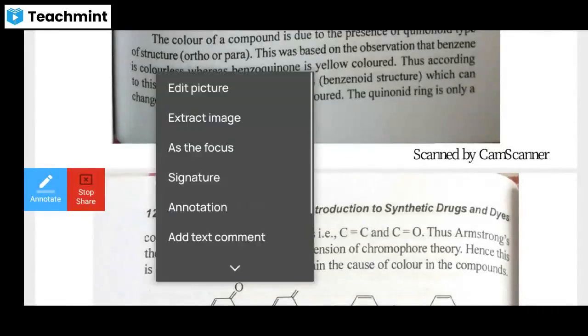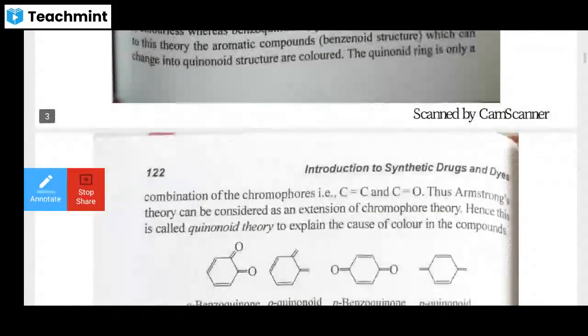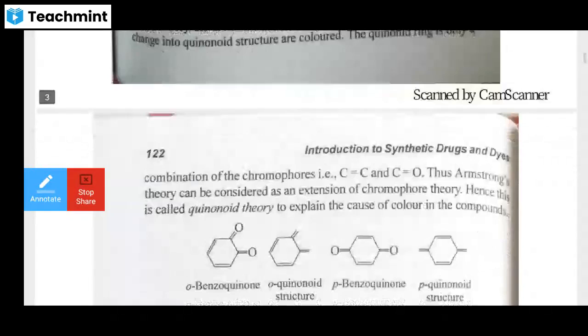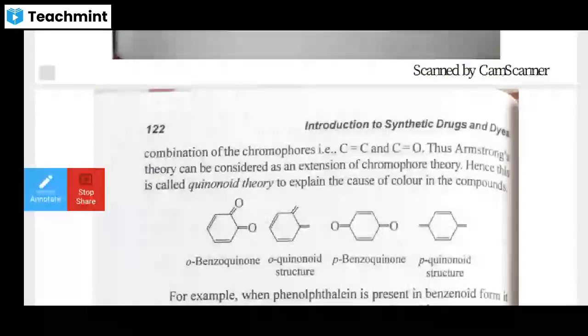structures, यानी कलर स्ट्रक्चर में कन्वर्ट हो सकता है। The quinoid ring is only a combination of the chromophore. अभी उसको अगर कोई क्रोमोफोरिक ग्रुप अटैच है बेंजीन रिंग को, तब जाके वो क्यूनॉइड स्ट्रक्चर बन जाएंगे। तो according to the Armstrong theory, can be considered as the extension of the chromophore theory.